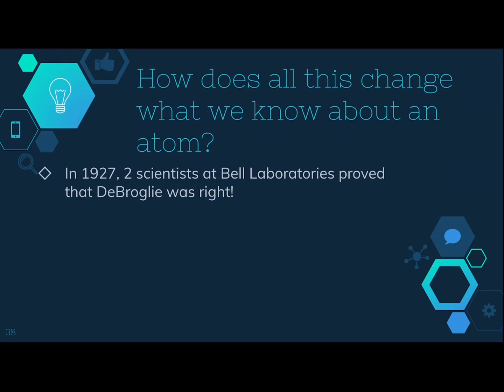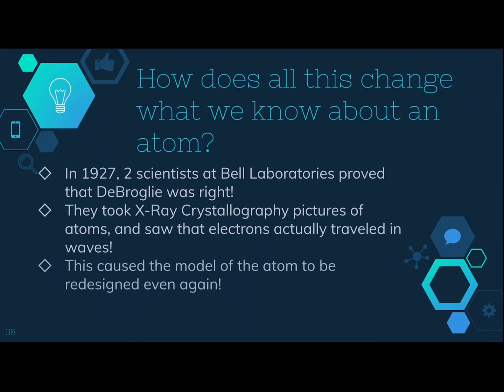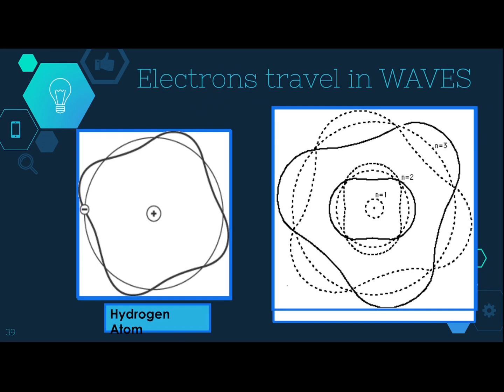In 1927, two scientists at Bell Laboratories proved that de Broglie was right. They took X-ray crystallography pictures of atoms, and they saw that electrons actually traveled in waves. So this is what we know today, and you probably have not talked about this yet in chemistry, so this is kind of new to you, but electrons don't just follow these circular paths, they're traveling in waves. This caused the model of the atom to be redesigned again. So here's what atoms probably look more like. Not the Bohr model, not the nuclear model, this model where electrons are going in a wave.